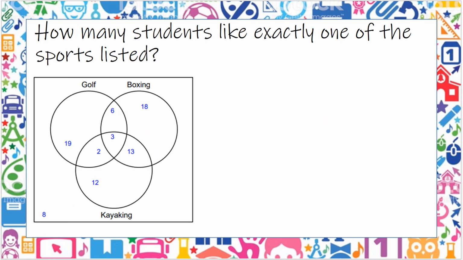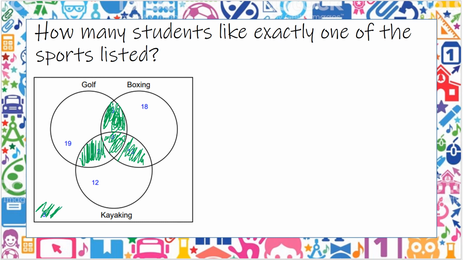Okay, how many students like exactly one sport listed? So if I look here in this area, this is where my circles overlapped. Those students like two sports. They like golf and boxing. This 13 here, those like boxing and kayaking. 2 like golf and kayaking. And then the 3 in the middle like all 3 sports. That's where they all overlap. So that's not our answer. And then down here, this 8 in the bottom left corner, they don't like any of them.